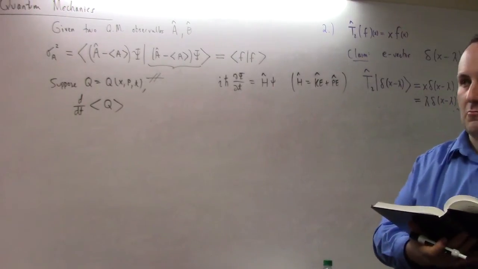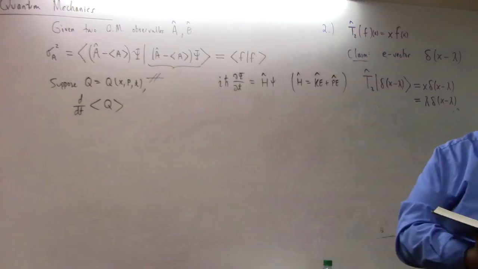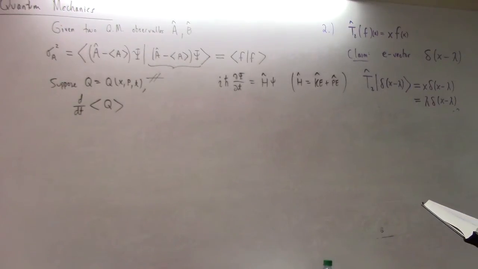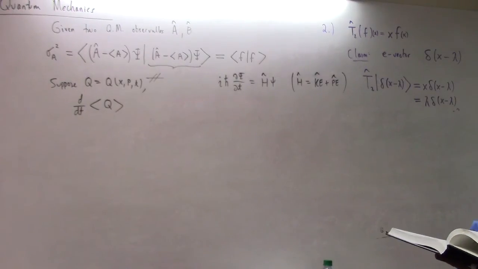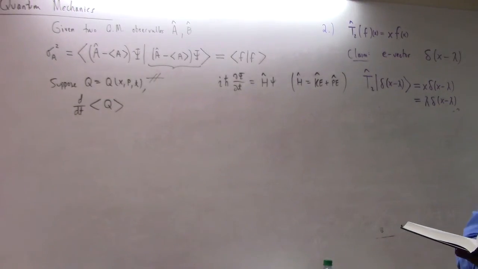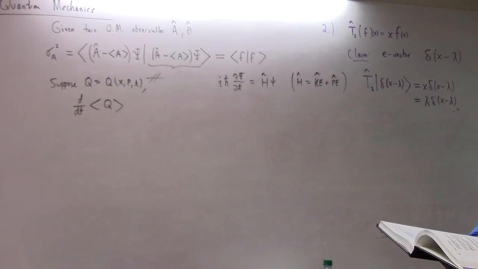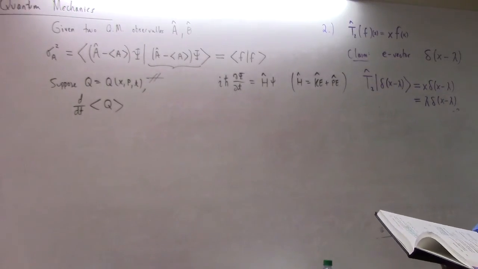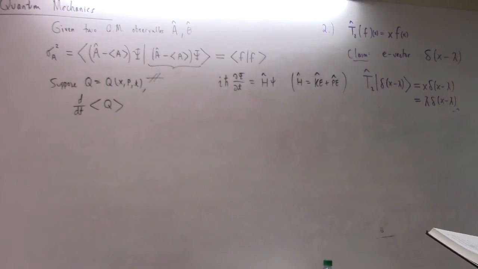The kinetic energy is minus h bar squared over 2m times the second partial derivative with respect to x, and then the potential energy, of course, is the potential V. All right, just a Hamiltonian viewpoint. We'll talk more about the Hamiltonian some other day, but anyway.